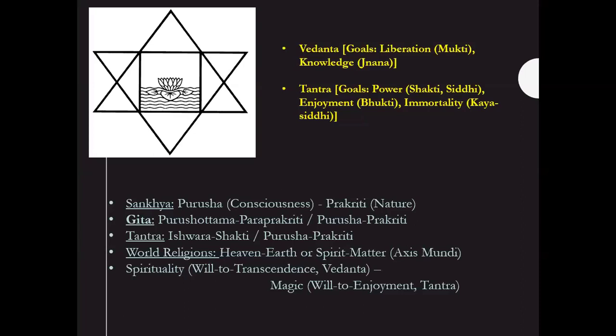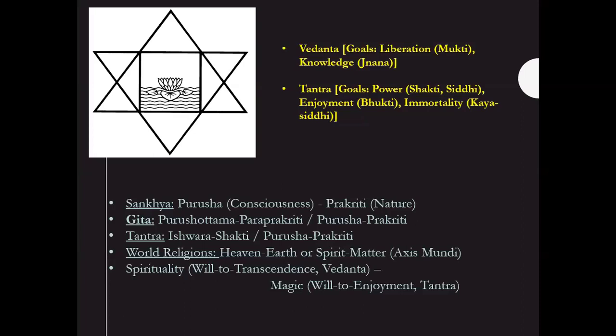Tantra's goals, which we may call the goals of magic, and we have to think of these now as stereotypical terms that resolve to world spiritualities. You can find this all over the world. You can find these kinds of systems. Power, which in Tantra is called Shakti, and Siddhi, which is really the attainment of powers, different kinds of capacities. Enjoyment, which is called bhukti, and immortality, which is called kaya siddhi, or the ultimate power of the body to persist. So these are really the goals of magic, and we can see that these goals run through all the traditions of magic across the world.